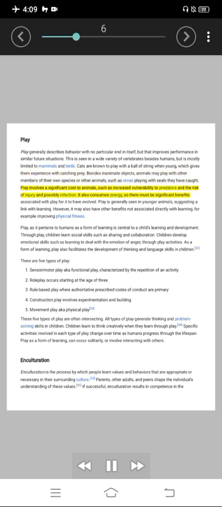Play involves a significant cost to animals, such as increased vulnerability to predators and the risk of injury and possibly infection. It also consumes energy, so there must be significant benefits associated with play for it to have evolved.